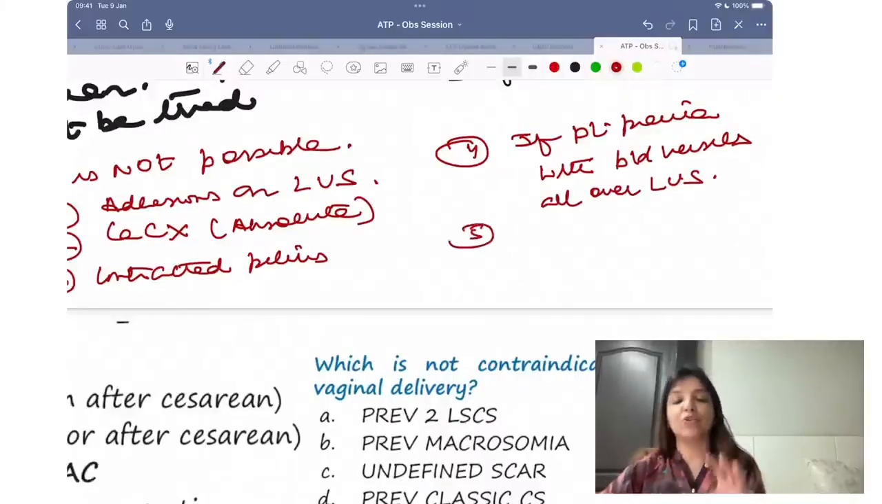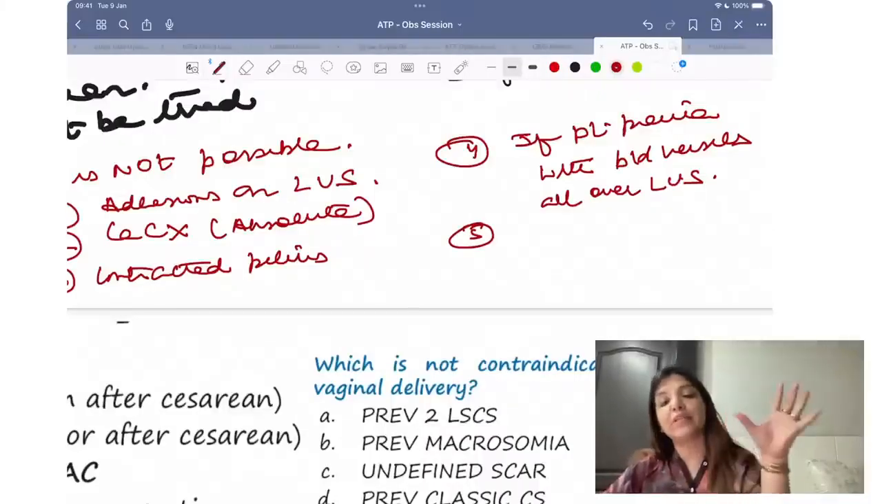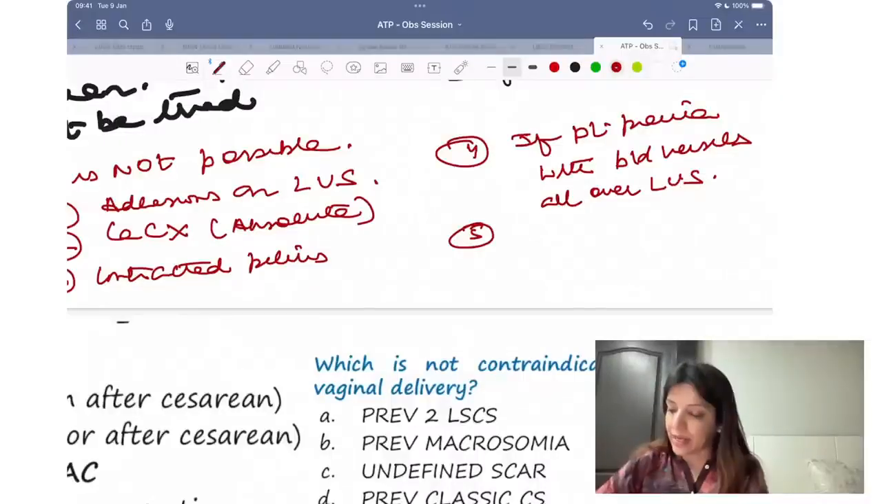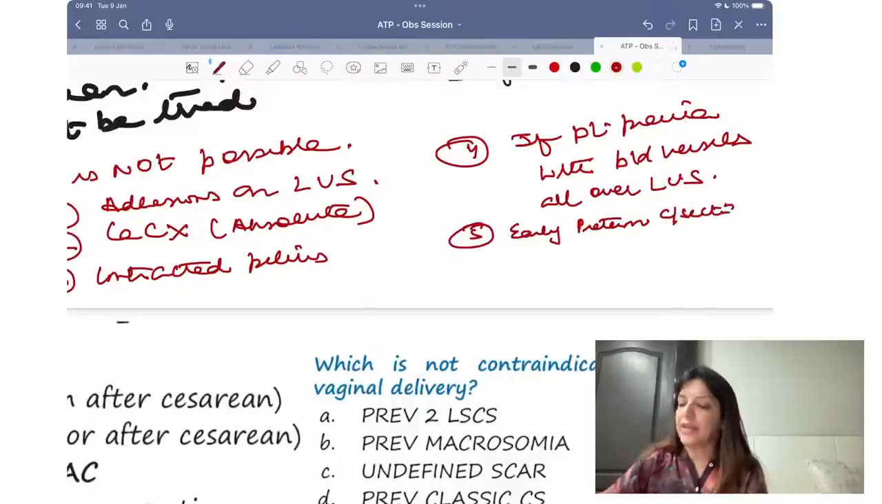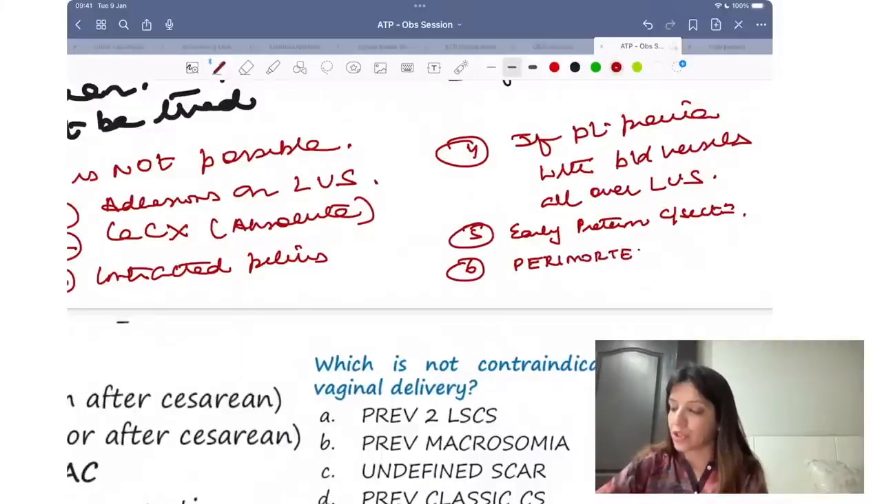Number 5, please remember, lower segment is formed near term. So if it is an early preterm cesarean section, lower segment bana hi nahi hoga. Right? It's an early preterm cesarean section. And number 6, if it is a perimortem cesarean section.